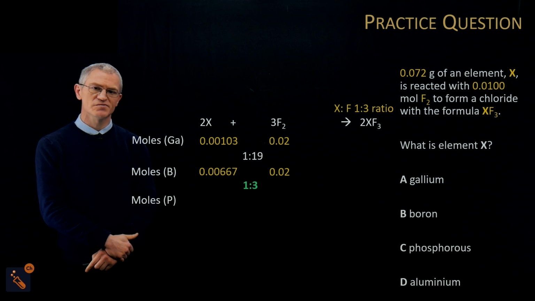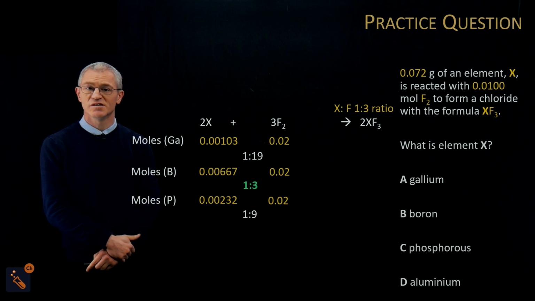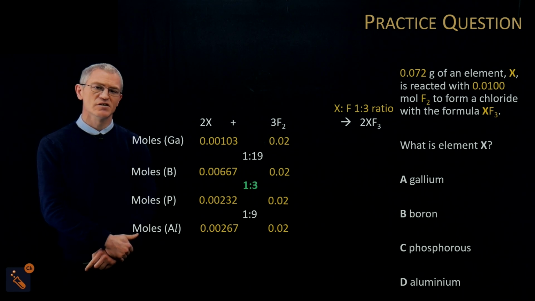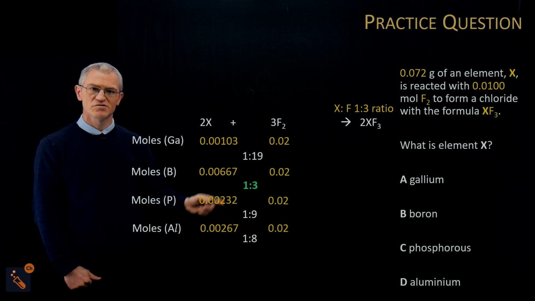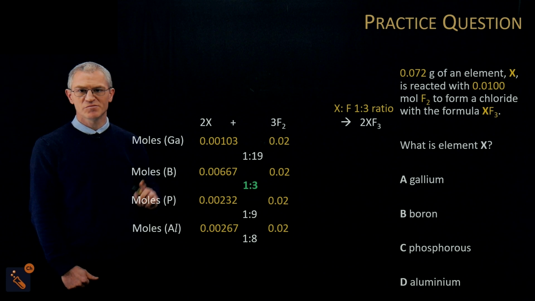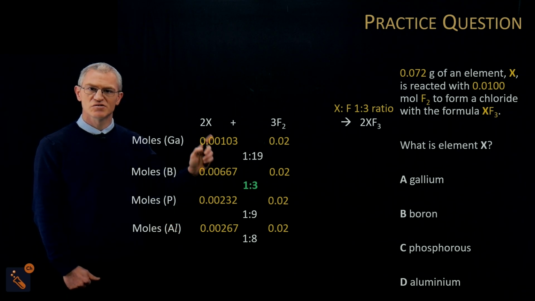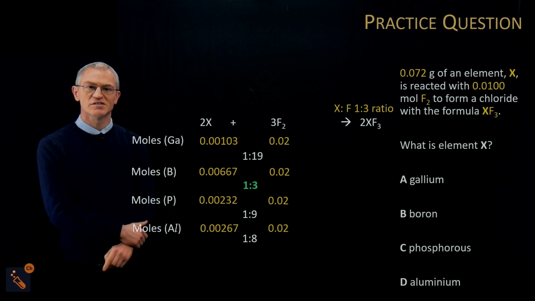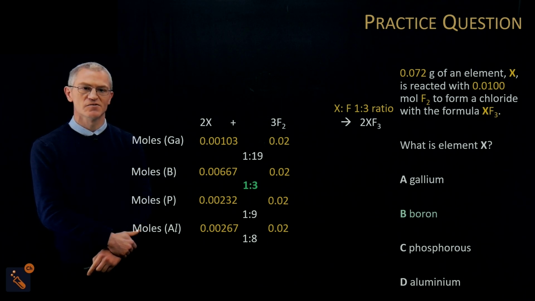But let's do the other two just to show that that is the right answer. Moles of phosphorus is 0.00232. This time the ratio is 1 to 9. And then moles of aluminium, 0.00267, and the ratio is 1 to 8. So our 1 to 3 ratio is only apparent in boron. The common mistake is to not times 0.01 by 2 and try to get a 1 to 3 ratio. If you do that, you'll end up with the wrong answer, which is aluminium down the bottom. So this 1 to 3 ratio is really, really important. The answer in this case is boron.